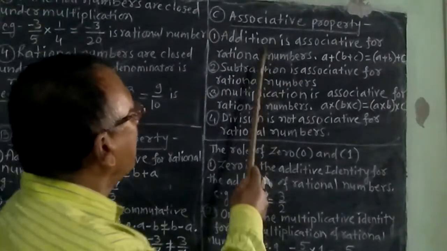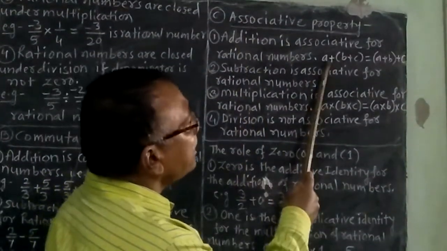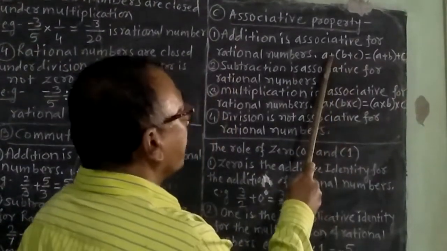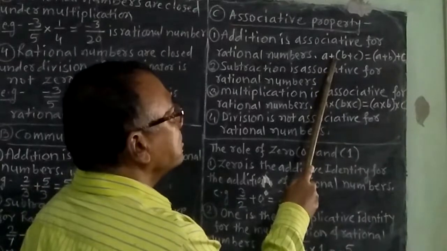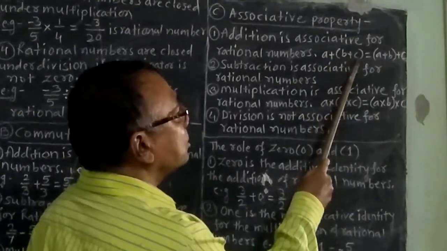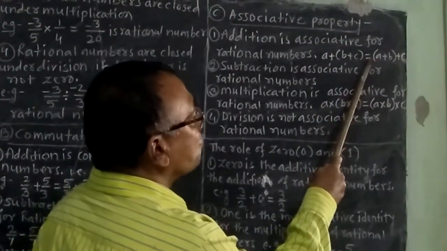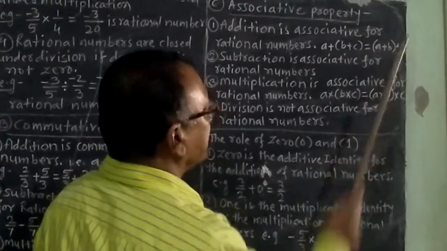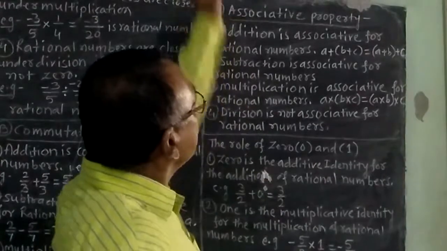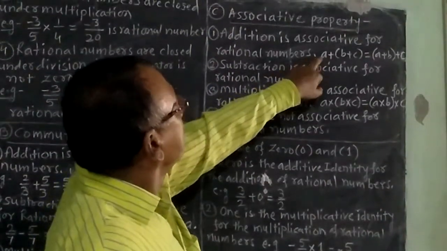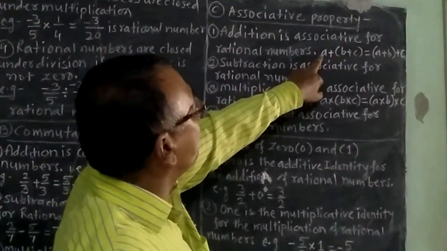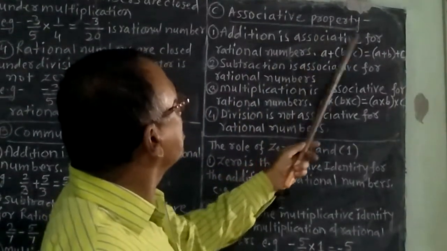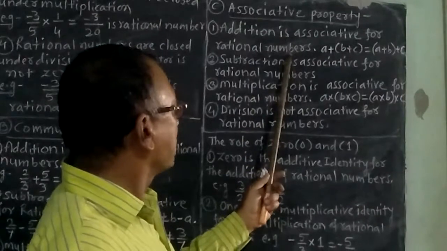Here addition of the three rational numbers, that is a plus into bracket b plus c, and that is equal to a plus b into outside the bracket plus c. So this is called as the associative property for the addition. Here addition is associative for a rational number.